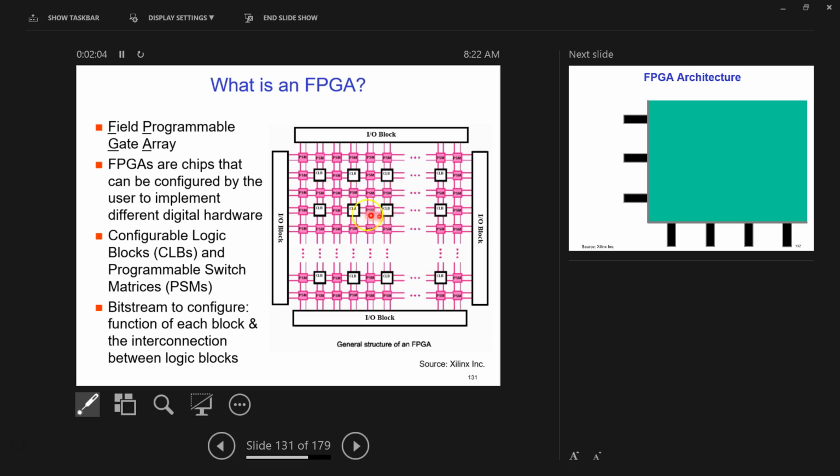From here to here, the delay will be short if I'm going through just one programmable switch matrix, and from here to here, the delay will be long, right? So it's a long clock skew from one flip-flop to another. So let's say I've got a path from here to here, and from here to here I've got a path.